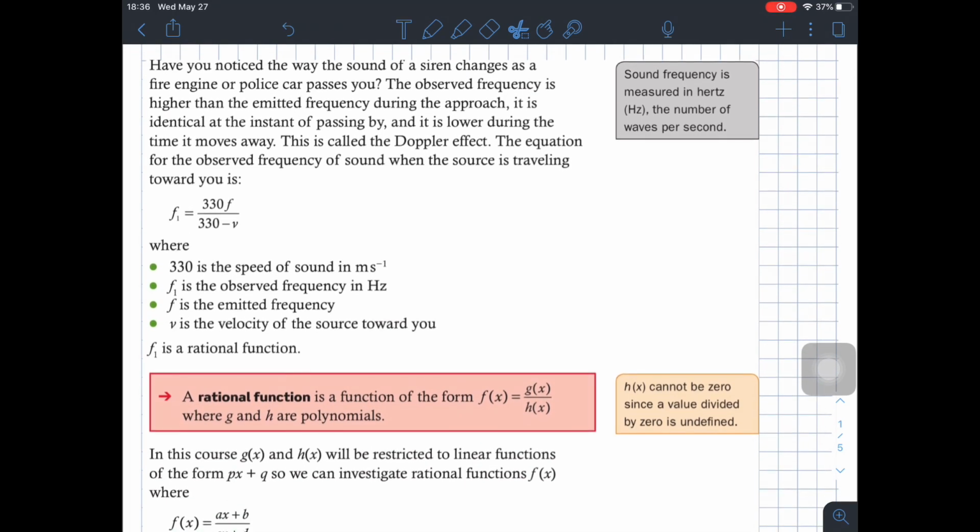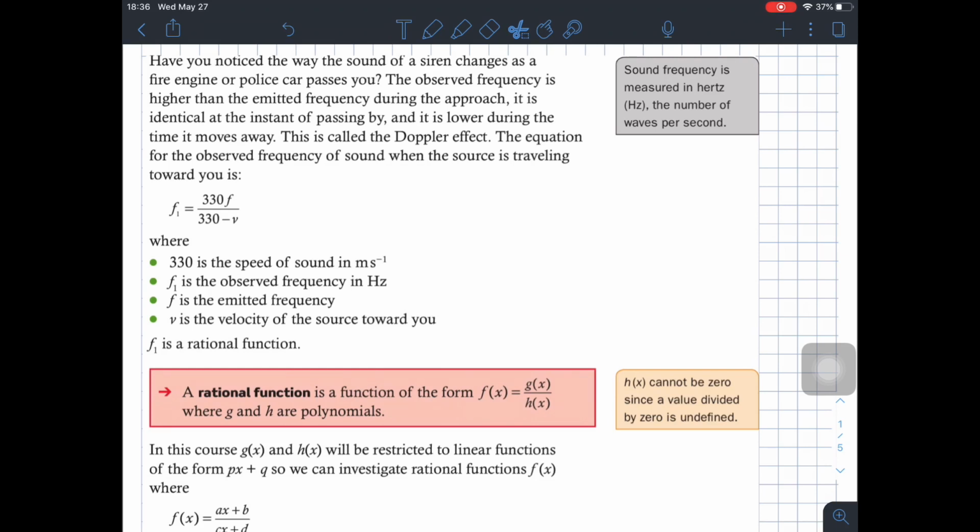And it says, have you noticed the way the sound of a siren changes as a fire engine or police car passes you? This normally occurs when we are in traffic, right? Whenever there's an ambulance approaching us from behind, we tend to hear the siren both faster and louder, right? And when the ambulance passes by, then we start hearing the siren a little bit slower and also more quietly, right?